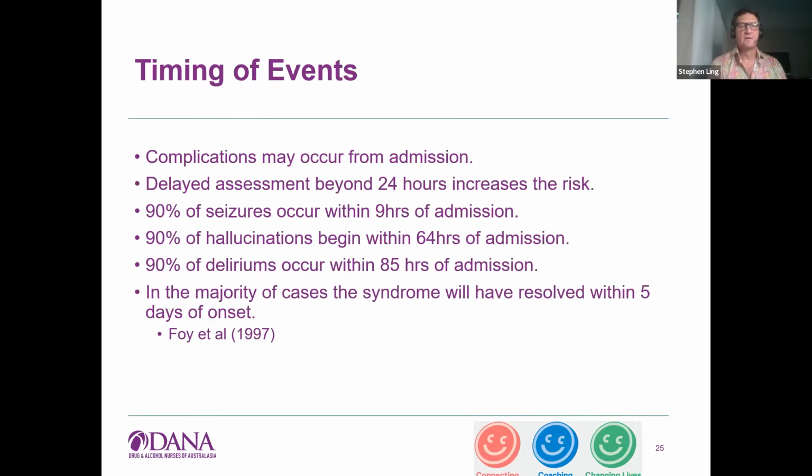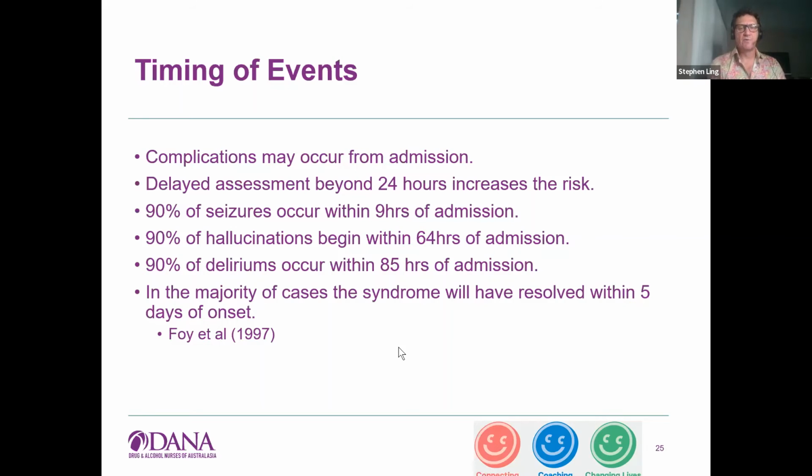Next slide, please. Now, something that I have only seen in one series by Aidan Foy's team, it's quite an old series now, it's 25 years old, is the timing of events. Now, I know that there are a number of different graphs and charts out there in the public domain attempting to show the timing of events in alcohol withdrawal. None of them, to my mind, have really been based on research conditions in the same way that Aidan's team managed to time events for patients at risk of alcohol withdrawal.